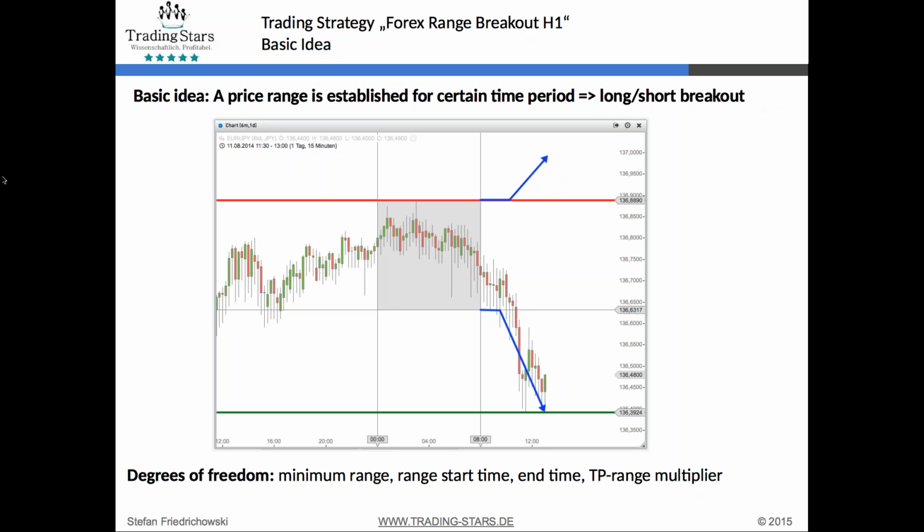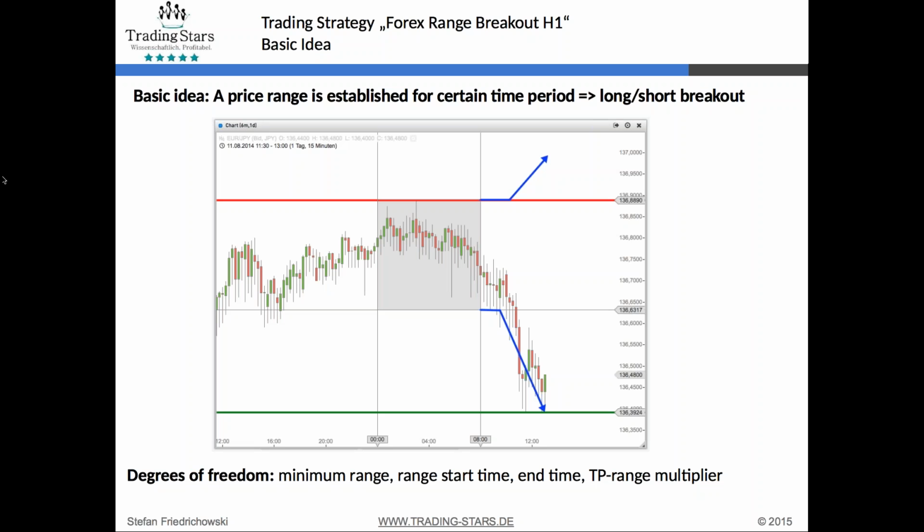If you look from a more distant view at that kind of strategy, you can find that this strategy has 4 parameters. Of course, we have a start time for the range and an end time for that range. In this case of the chart, we have midnight and 8 o'clock. Then, of course, we need a take profit range multiplier, which in this example is simply 1, but you can have 2 or 2.5 or whatever. The stop loss is always the opposite side of the range.